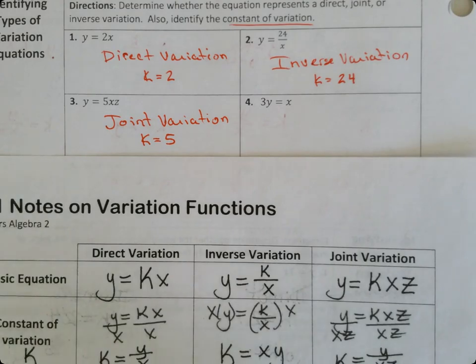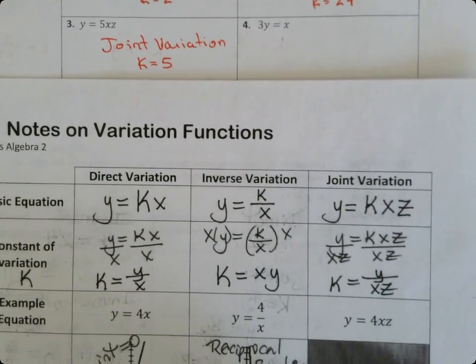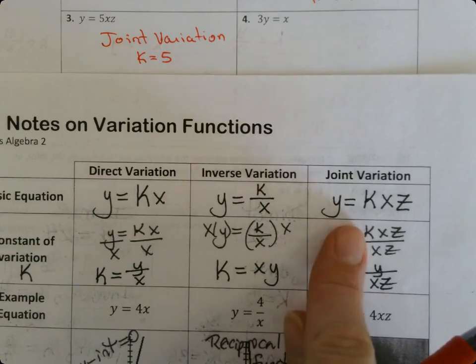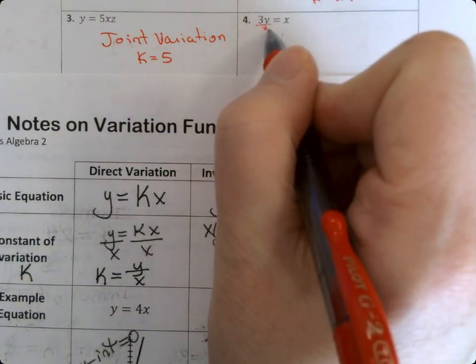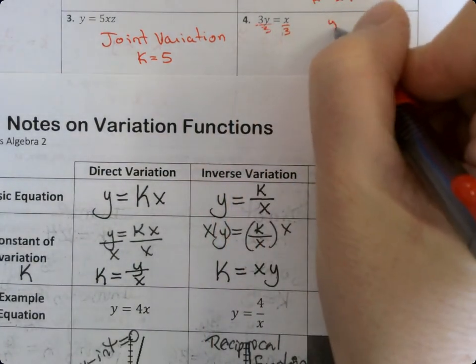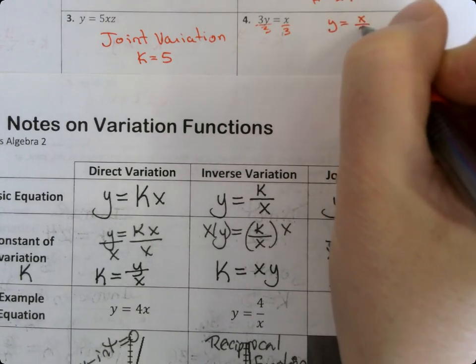Okay, now, number 4, it didn't lay it out for me. So I need to take a minute and I need to solve for y. All of these should be solved for y. When I go to solve this for y, I divide both sides by 3, and I get y equals x over 3.